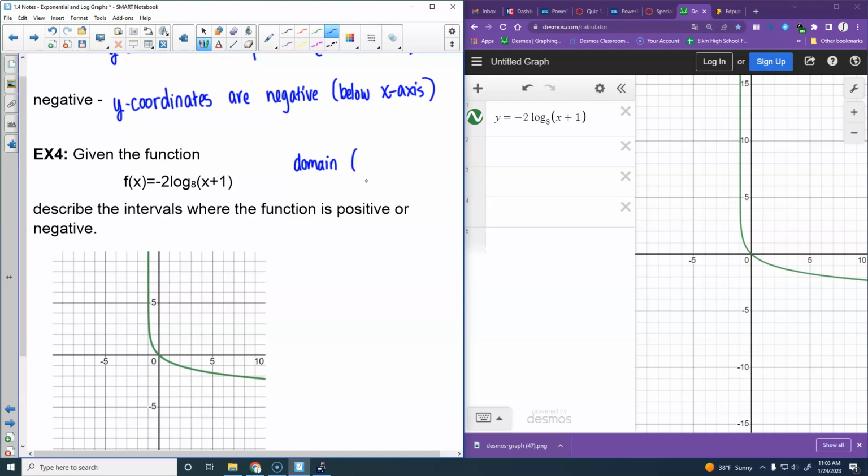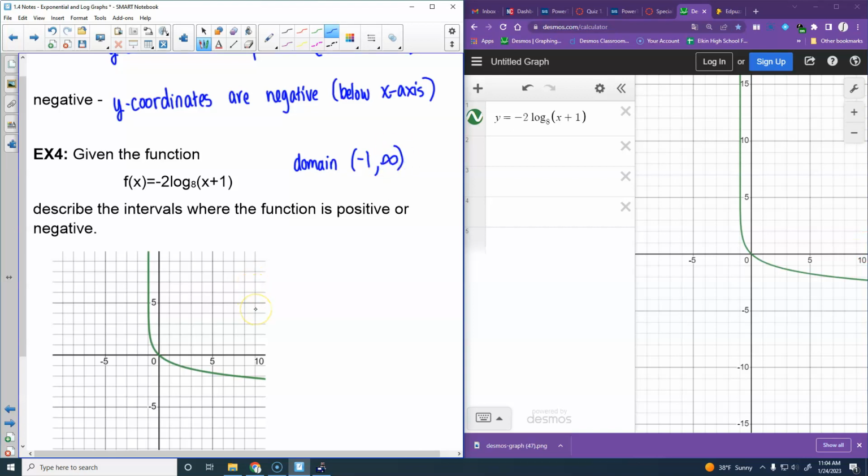It is a log. Logs have vertical asymptotes. They're always going to have their domain restricted. All right. So what is the furthest left I can go on this graph? Looks like it's right there at -1. All right. So -1. And then what about furthest right? It goes forever to the right. So we'll have positive infinity.